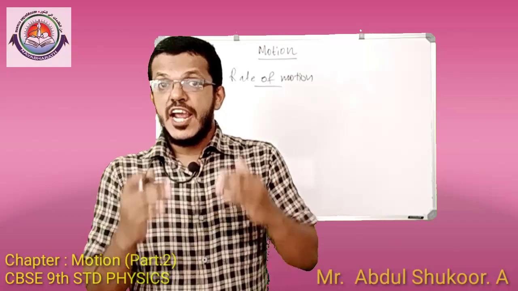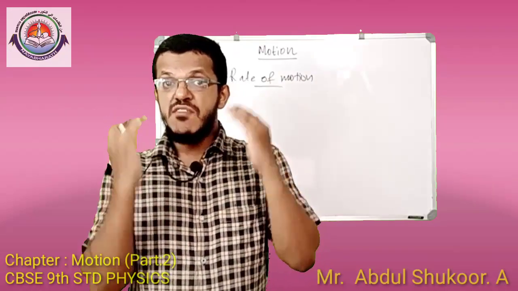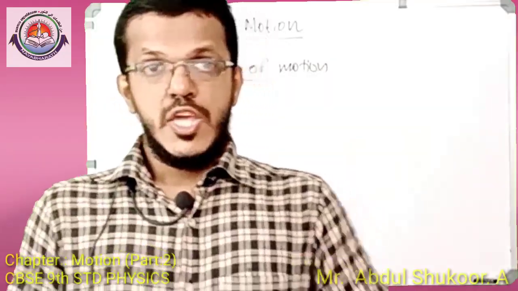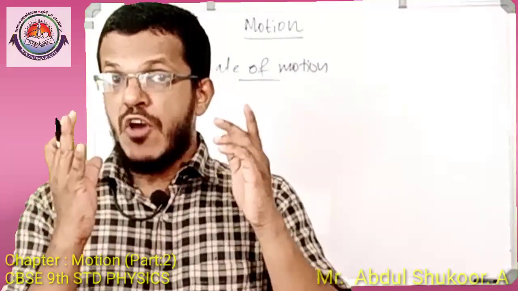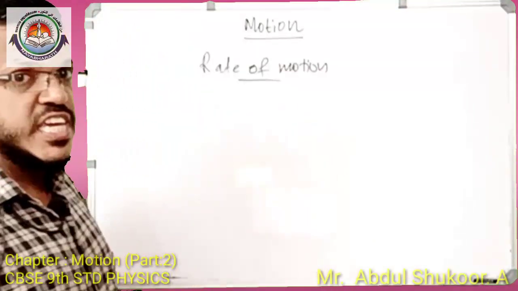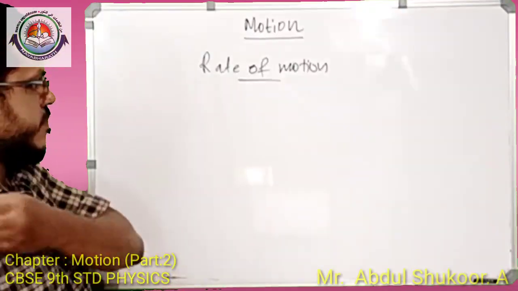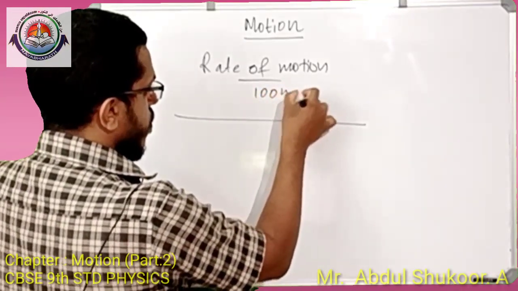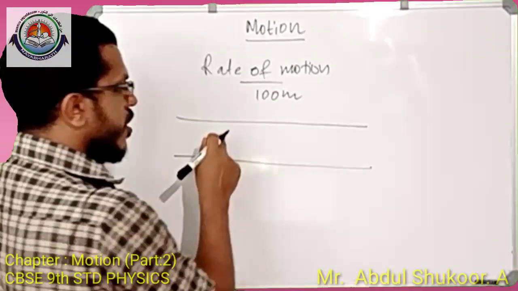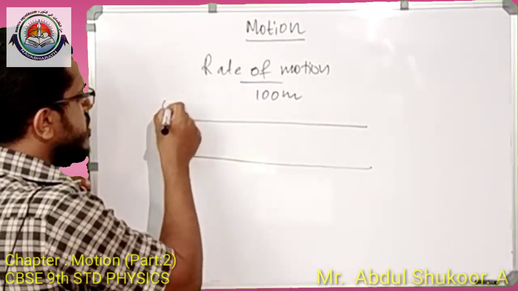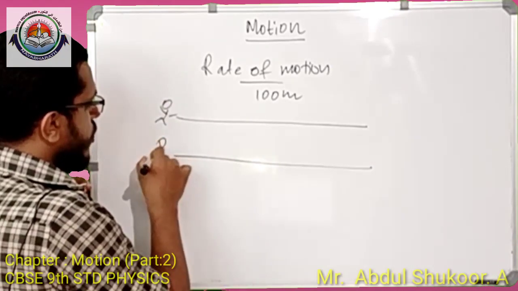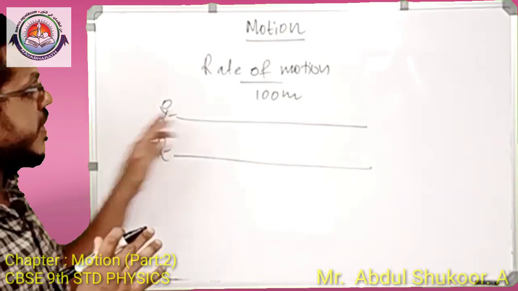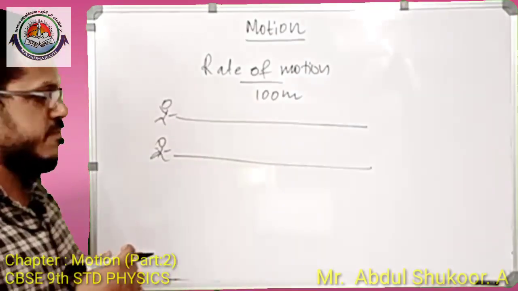Different objects may take different times to cover a given distance. For example, you and your friend are ready to run 100 meters. The given distance is 100 meters. Here, the 100 meter distance is to be covered by you and your friend. Both of you want to cover the 100 meter distance. That is the given distance.